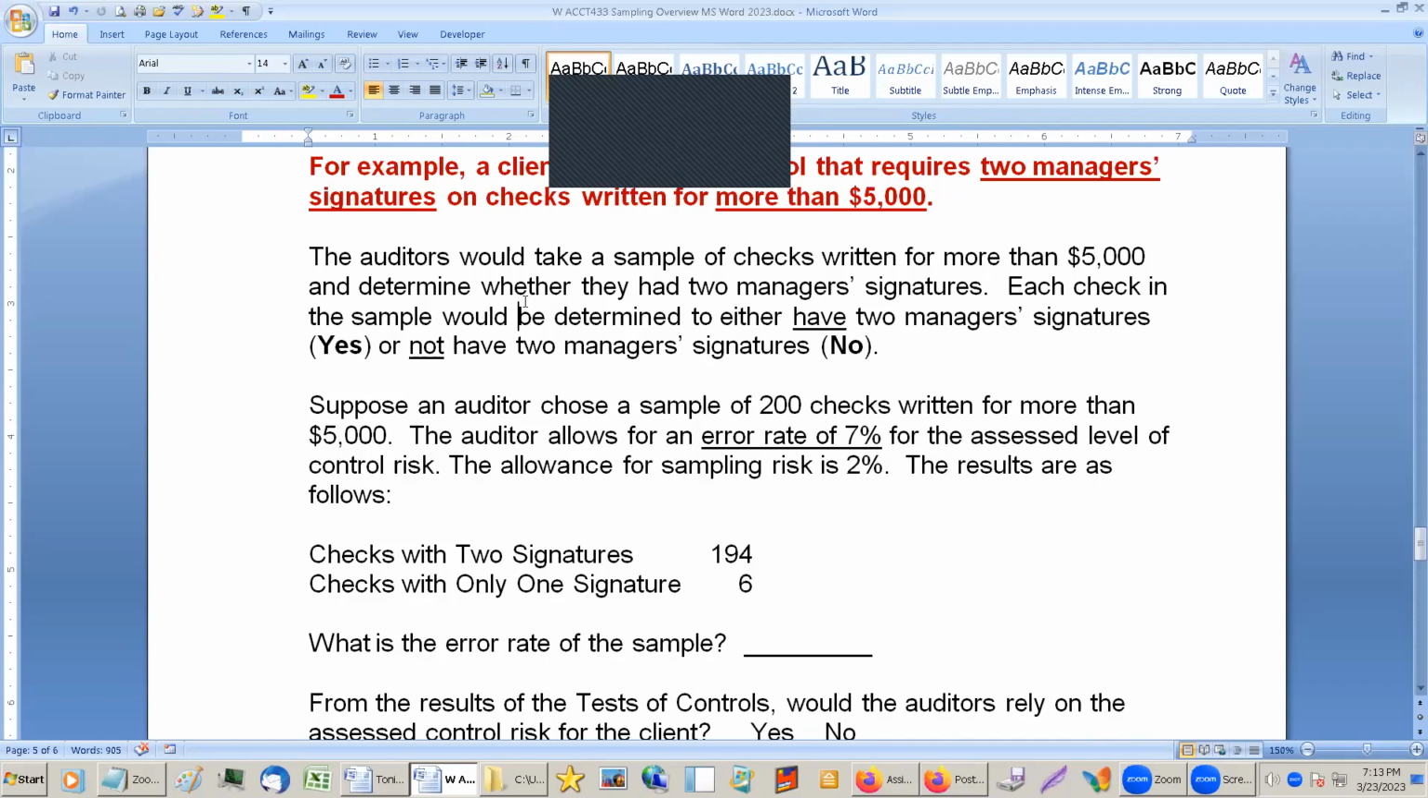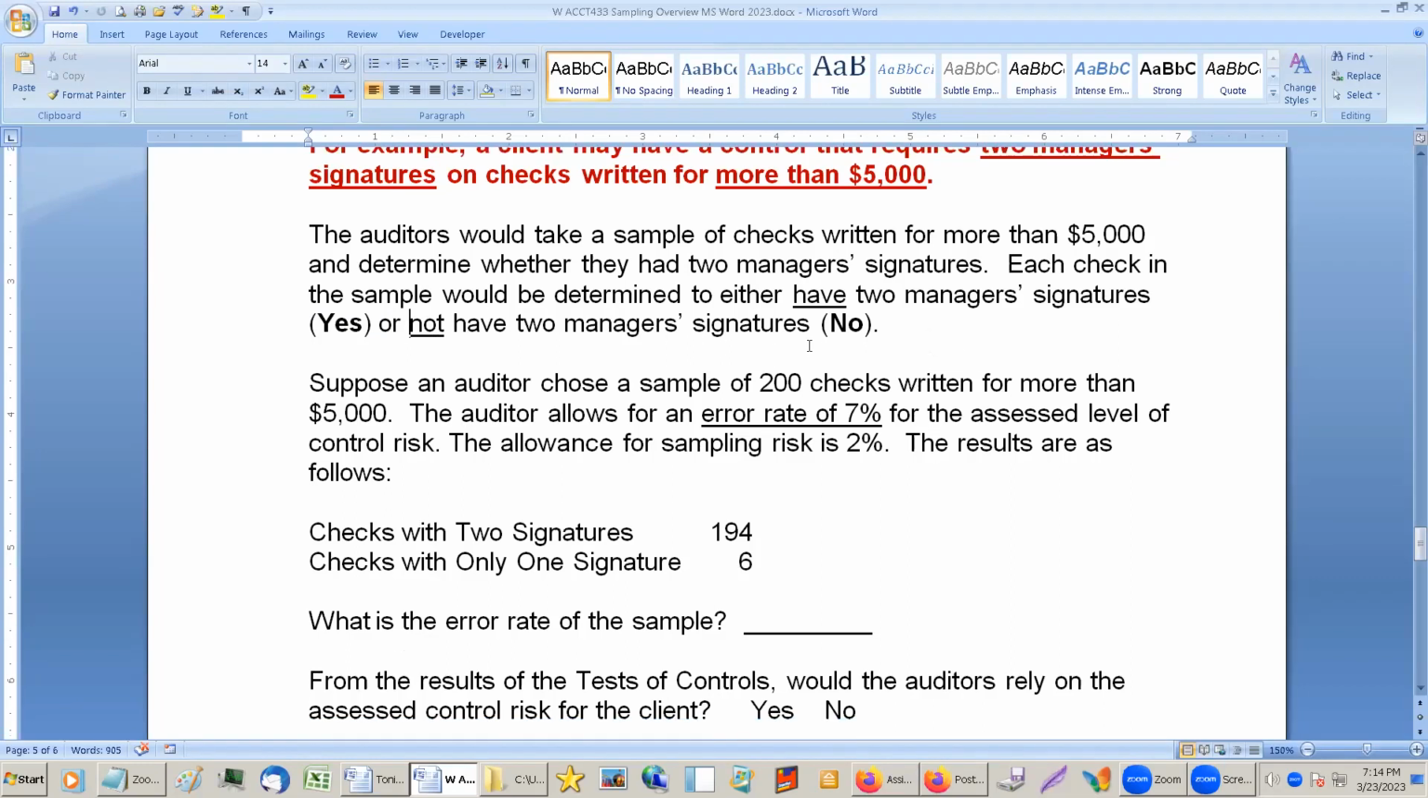And so again, this is what they call a binomial. It's yes or no. Either there are 2 managers on the signatures or there isn't. So it's a yes or no. There is no variability in it.